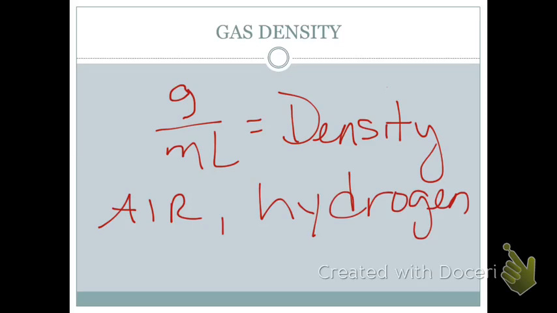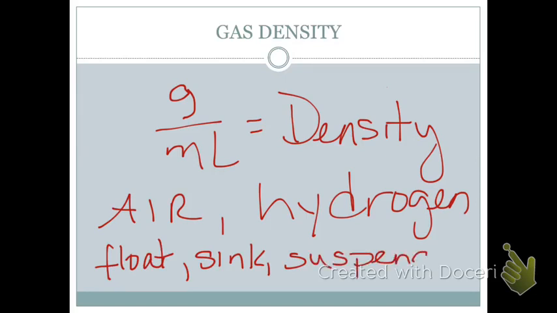When we do that comparison, we're trying to look at three things. Does it float? Does it sink? Or does it hang suspended? If an object containing a gas floats in the air, that means that it is less dense than air. If it sinks, that means it's more dense than air. And if it hangs suspended, it has the same density as air.